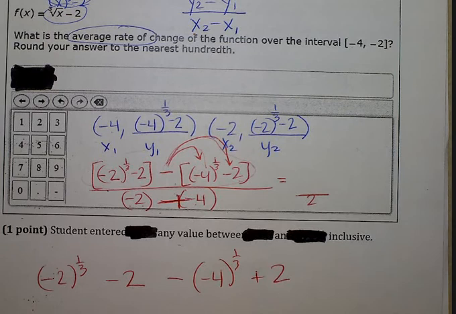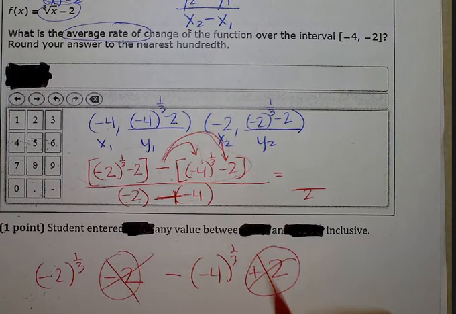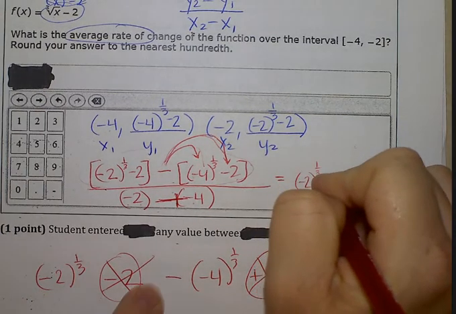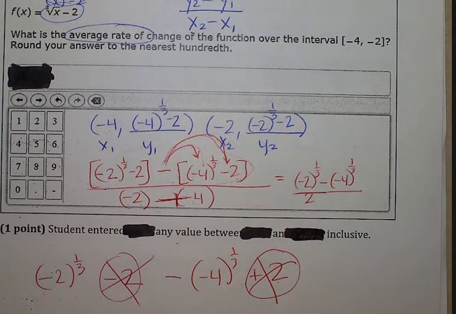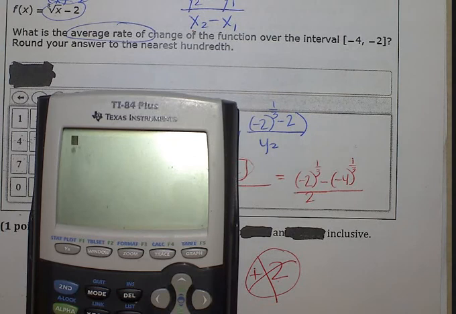Four terms, combining like terms, I can see these two cancel, and I'm left with -2 to the 1/3, subtract -4 to the 1/3. Much easier to plug into the calculator. Grab your calculator. In parentheses, -2 raised to the 1/3, in parentheses, subtract, in parentheses, -4 raised to the 1/3.